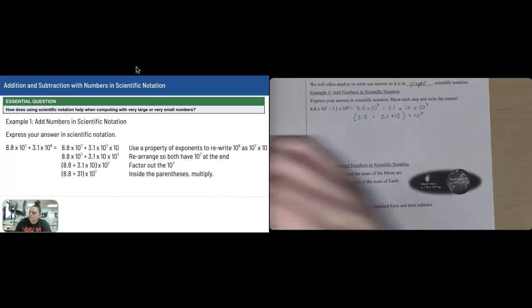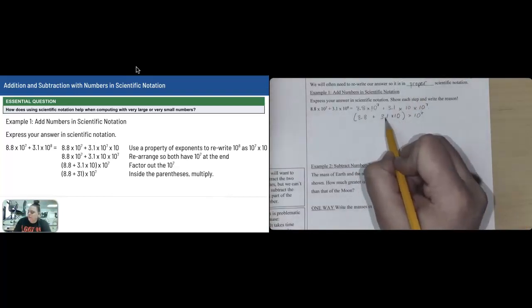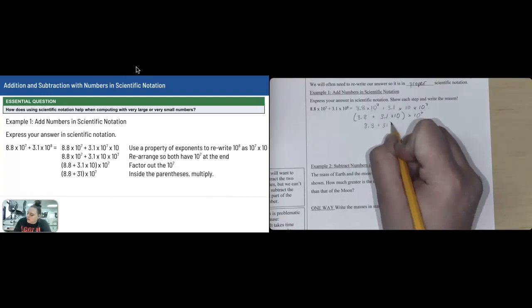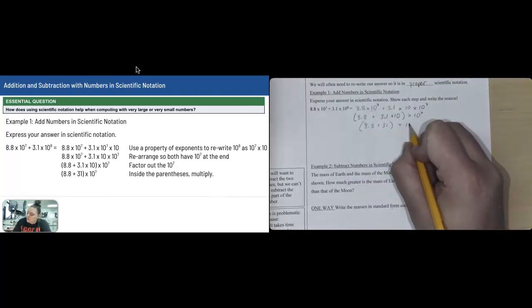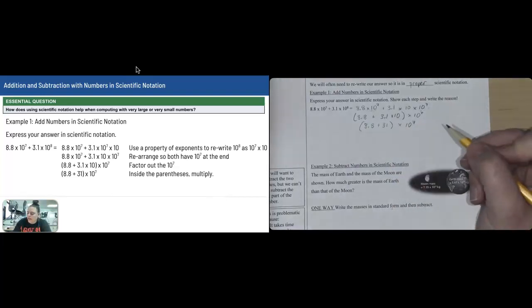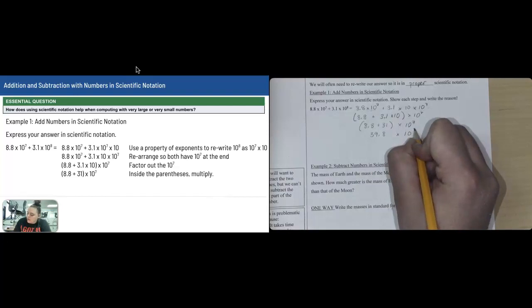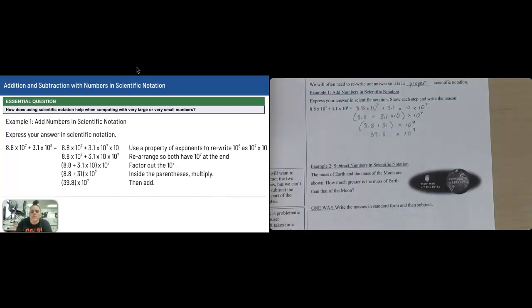Inside the parentheses, we'll multiply 3.1 times 10. We now have 8.8 plus 31. And then we simply add those together: 39.8 times 10 to the 7th.